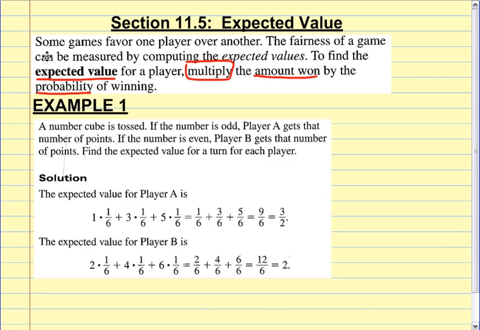Sydney, let's say that you and I were playing a game, all right? And I have a die. Now, a die is singular, right? Two is dice, one is die. I have a die, a number cube. It goes 1 through 6. Here's the game.